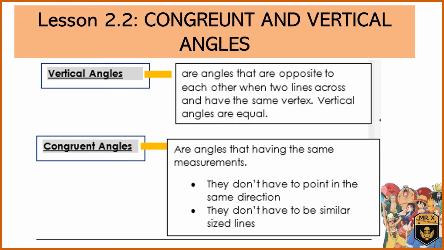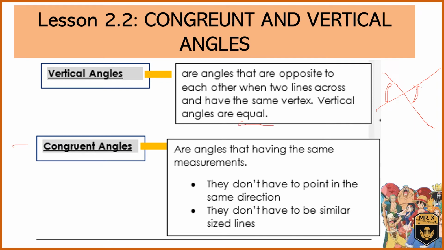Lesson 2.2 is about congruent and vertical angles. Let's talk first about vertical angles. Vertical angles are angles that are opposite to each other when two lines cross and have the same vertex. Vertical angles are equal. If I draw two lines that cross, or intersect, the opposite angles, this angle and this angle, are called vertical angles. And vertical angles are equal.